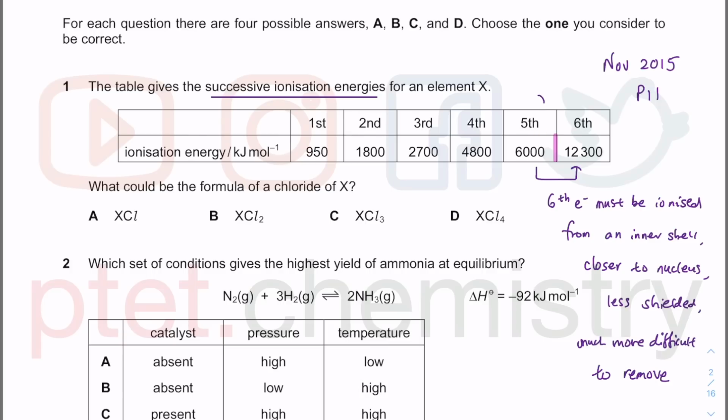So it means altogether, you must have 5 valence electrons. Valence in this case refers to outermost shell electrons. If the sixth one is very difficult to remove because of the reason I just outlined, that means this element X must only have 5 outer shell electrons, 5 valence electrons, and this corresponds to a group 5 or group 15 element, which means for a group 5 or group 15 element, what is going to be the formula of the chloride of group 15?